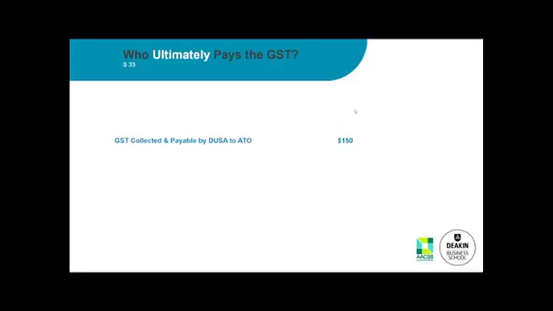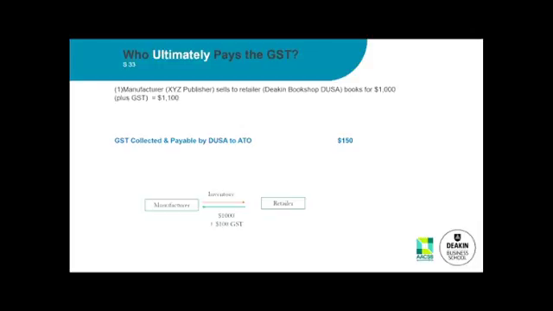All right, let's have a look at this other example we have here. So let's assume we have a manufacturer called XYZ, and they sell books to the retailer who is DUSA for $1,000, not including, but plus GST. So the amount that they charge them is $1,100.